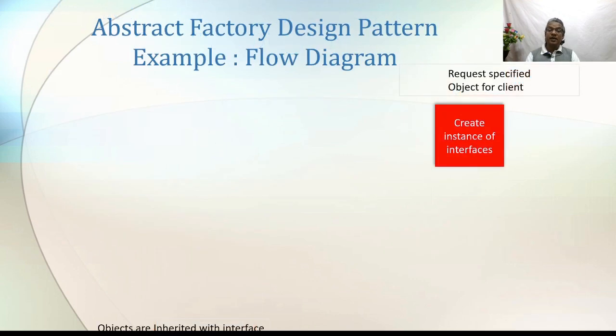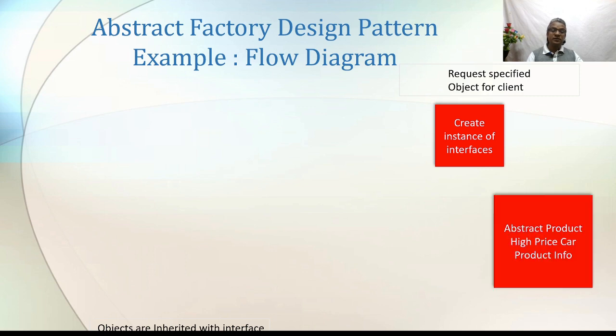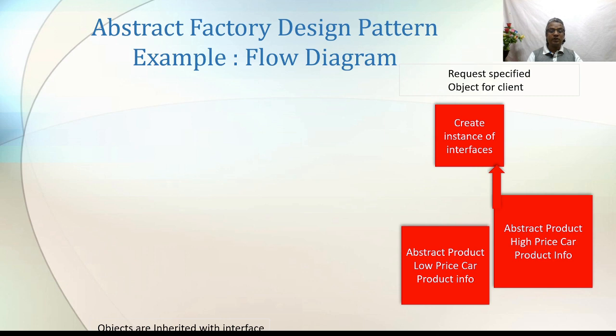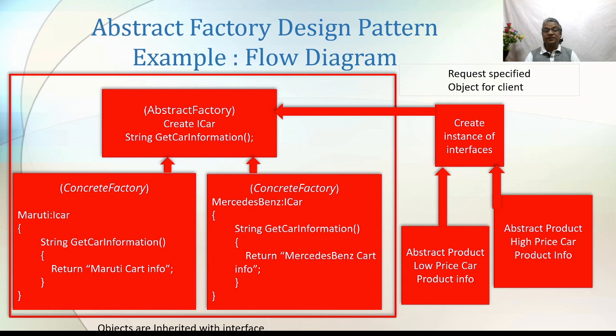Abstract factory design pattern example flow diagram. Yes, as I mentioned in the previous use case, now I'm using the same use case at the coding level. How can we do it? See here, we have an abstract product high price product info, and then an abstract product low price product info. Then we'll create the abstract factory car interface. The car interface has get car information. In the car information, it may be Maruti car, it may be Mercedes Benz.